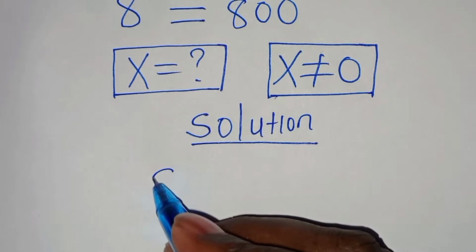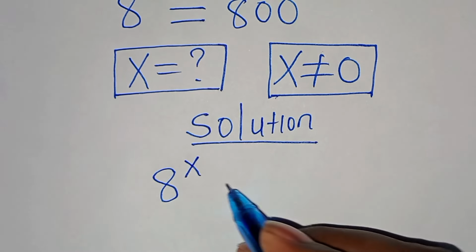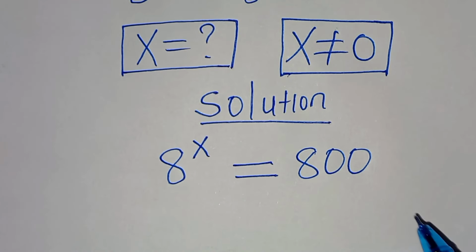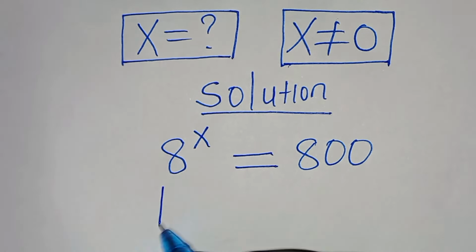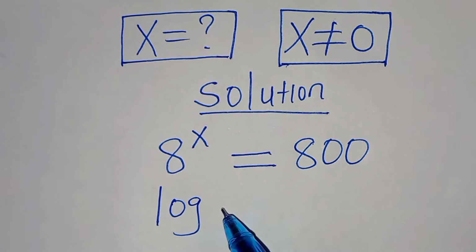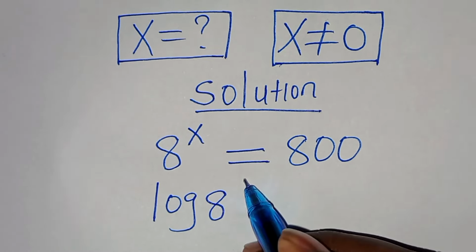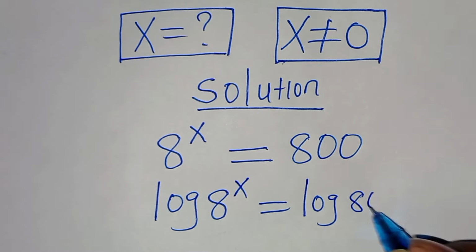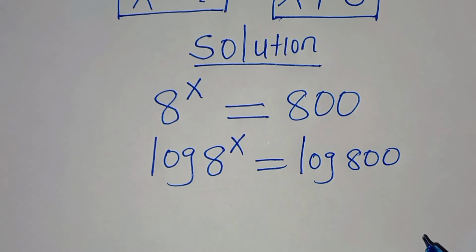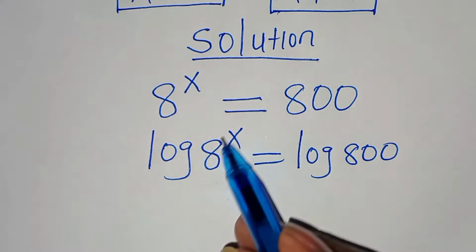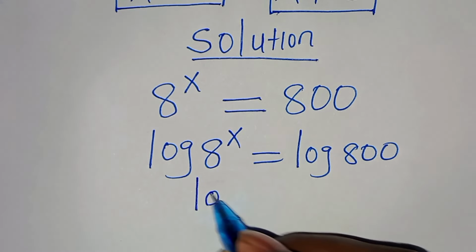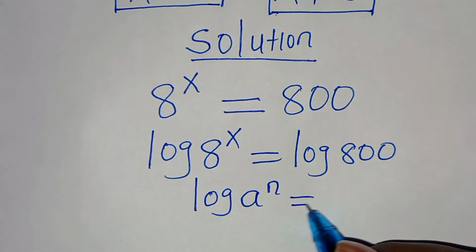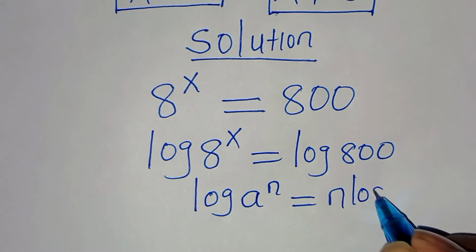Now we have 8 to the power of x equal to 800. To solve for x here, we introduce logarithm on both sides so that we have log 8 to the power of x equal to log 800. The next step is that log 8 to the power of x is in the form of log a to the power of n, and this can be expressed as n log a.